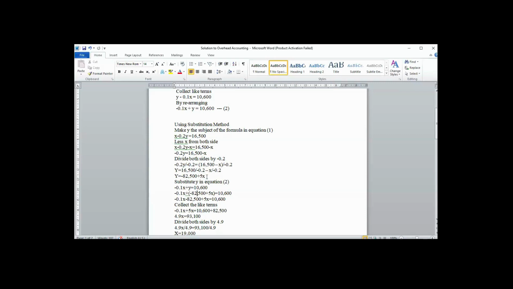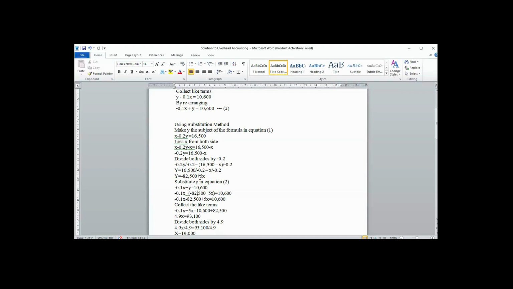You have 5x plus 5x. Minus cancels minus. Minus divided by minus is equal to plus. But if it is minus divided by plus, it's going to give you what? Minus. Those are the things you need to learn. Directed signs are very, very important when it comes to simultaneous equations.